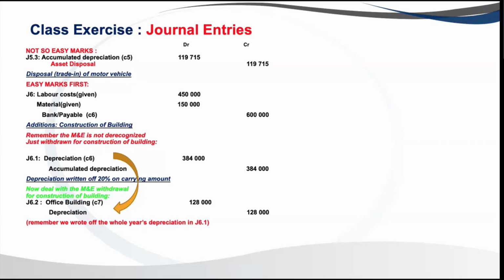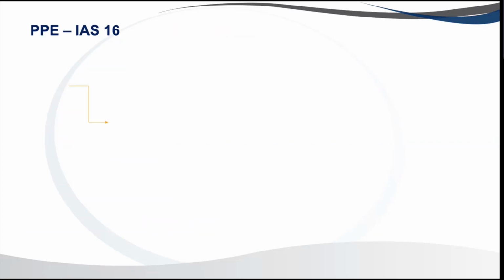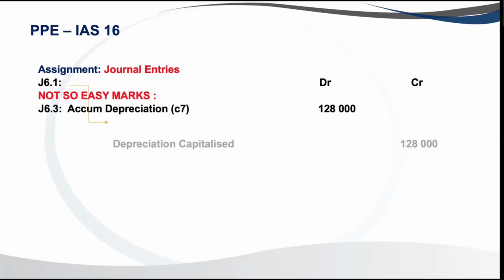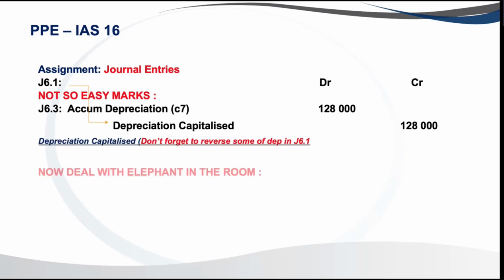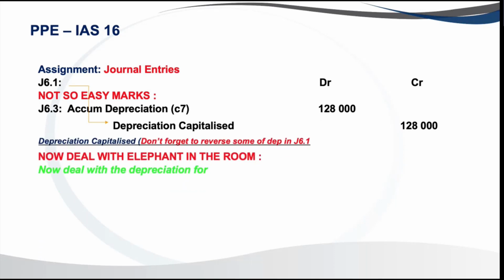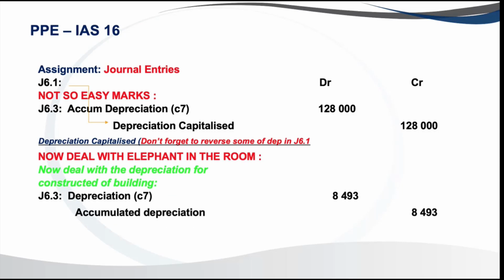So the 728, this 450 and 150 and 128, is the new asset. So definitely we are not overestimating it or doing the depreciation twice. We've done that. So now this is a new asset, the elephant in the room, being the office building. You happy now? The 128, it's not a depreciation, it's a capitalized cost, which must be depreciated.